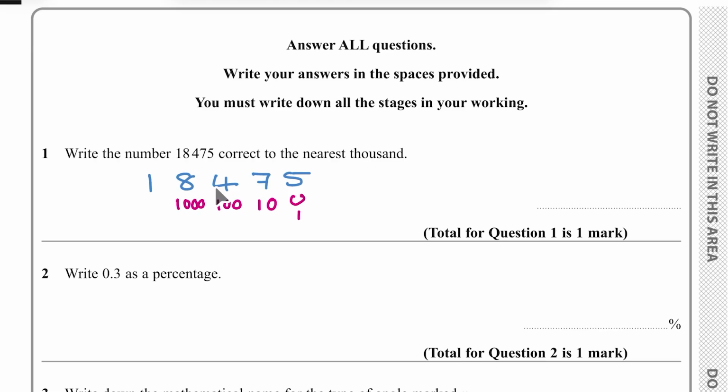So because the 4 is below 5, we round that number down. So that would be 18,000. And it's only 1 mark. So there's no working out. Well, you wouldn't have working out with that question anyway. But do always check how many marks the question wants.